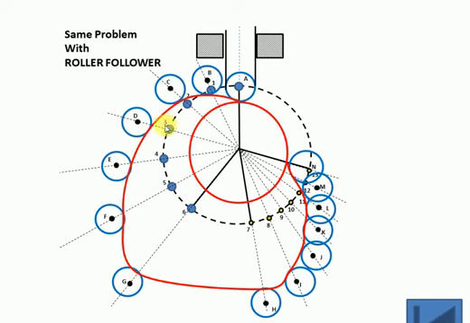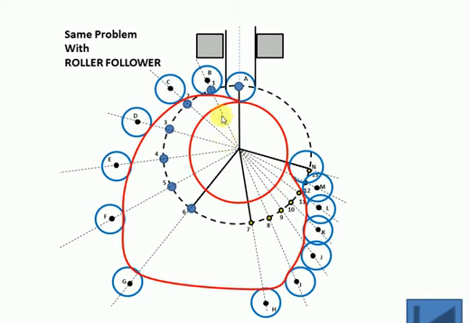This red smooth curve represents the cam profile, and it is passing tangentially through all the rollers. So this is the proper way of drawing the cam profile using a roller follower.